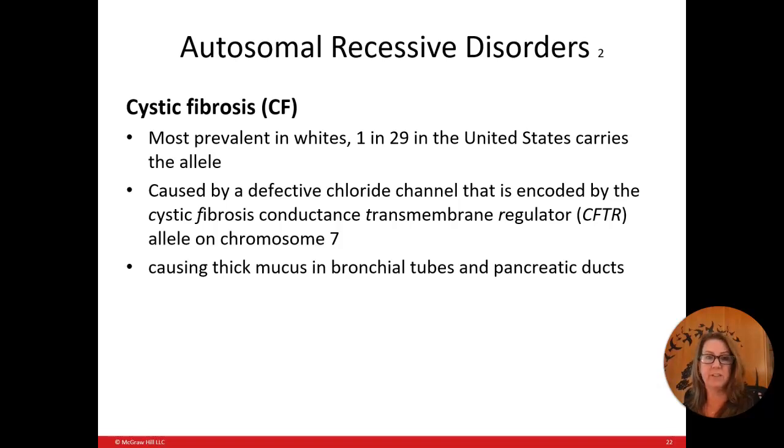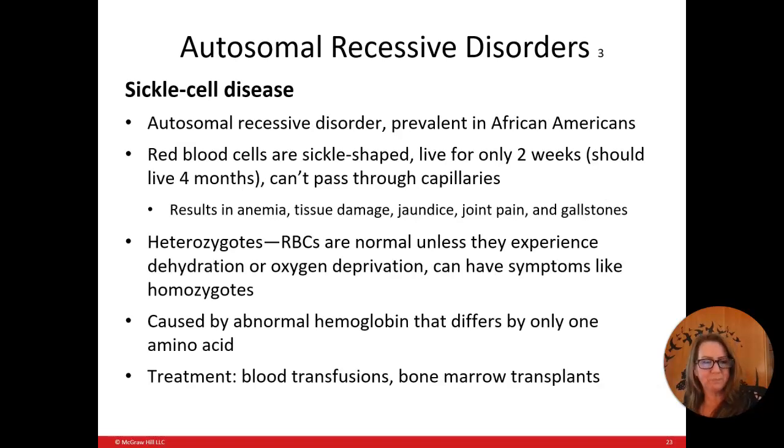Cystic fibrosis, another autosomal recessive disorder, affects 1 in 29 individuals, and it's actually caused by a defective chloride channel. This chloride channel is essentially maintaining the tonicity, if you will, of the bronchial tubes and the cells surrounding them. So there's a thick mucus that builds up not only in the bronchial tubes, but in the pancreatic ducts because of the ineffective ability to deal with excess chlorine.